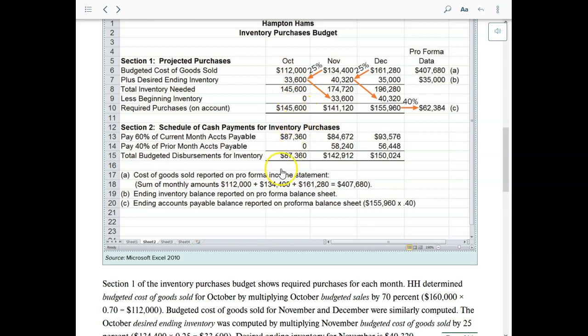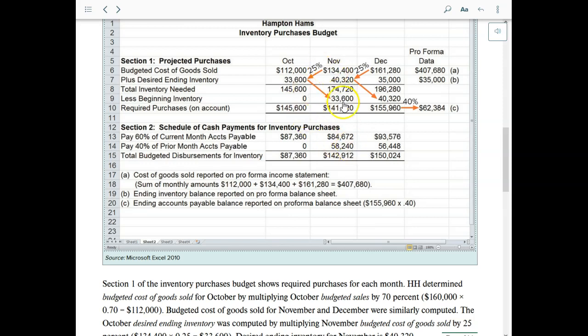And if you want to look at the cash part of the cash budget here, what they say is whatever we buy during a month, we're going to pay for 60% of that in that same month. So 60% times 145,600 is the $87,360. The rest of it will be paid in the next month. So 40% of 145,600 is being paid in November. So of our October purchases, we have to buy this, but we're going to pay for 60% of it in the same month, October, and 40% next month in November.